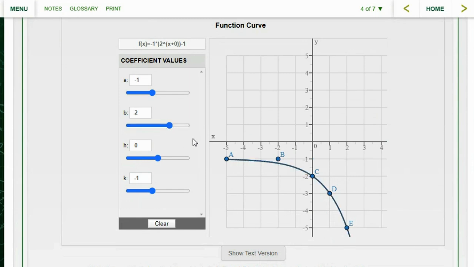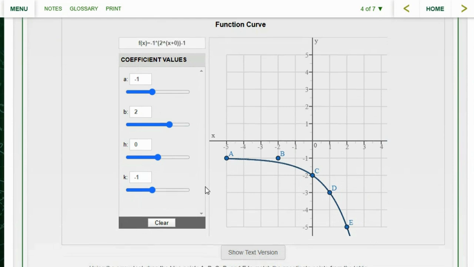2 is pretty good. We didn't really have to do the h, because if we do the h, we're shifting it left and right, and that's going to get us off almost all the points. I mean, we can pick up the A and the B by shifting it way to the right, but we miss everything down here. So let's put that at 0. So that's a pretty good fit. So we could say negative 1 times 2 to the x, and then a minus 1 at the end.